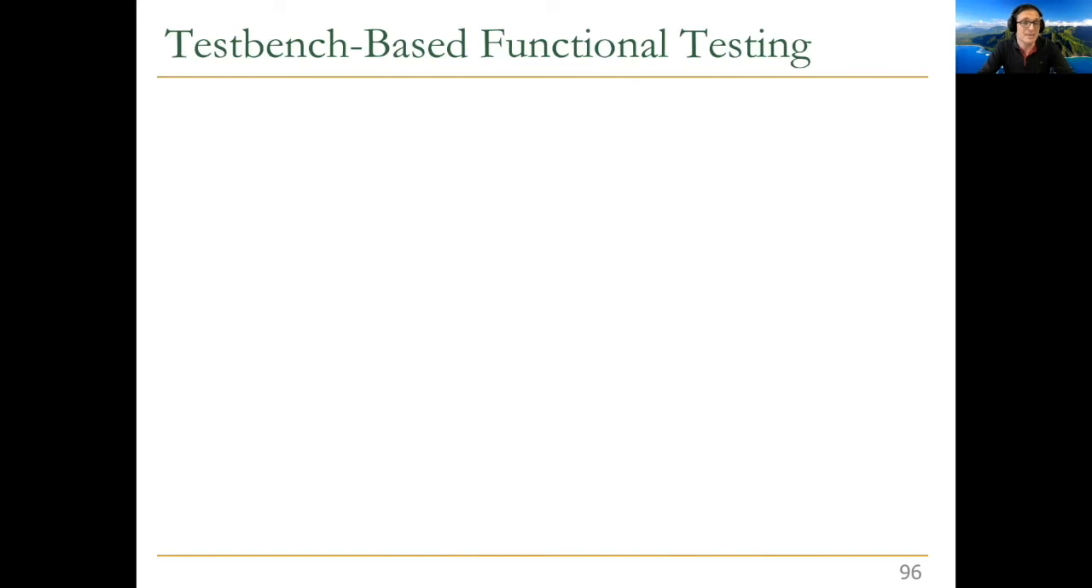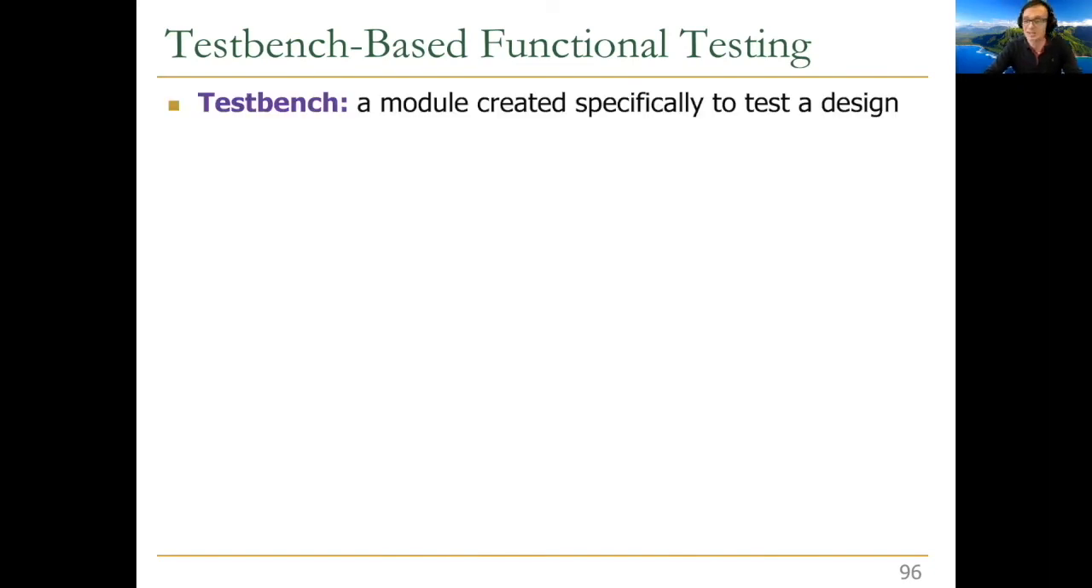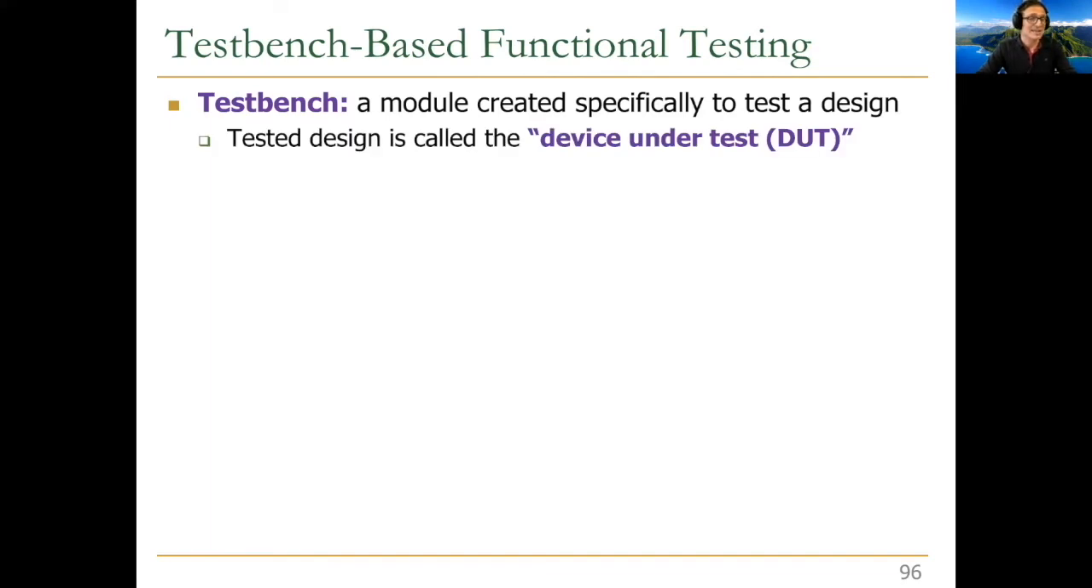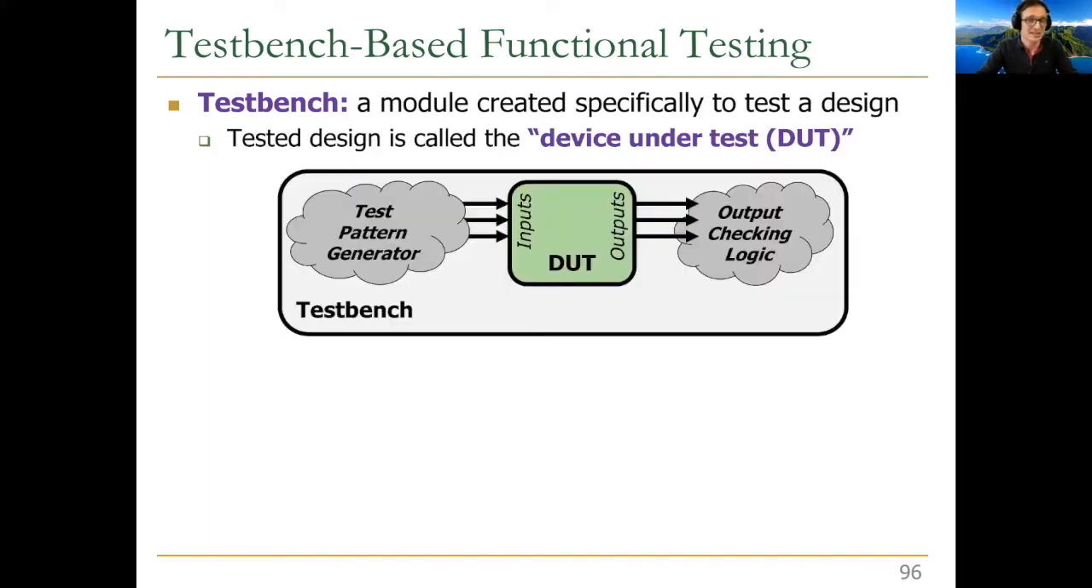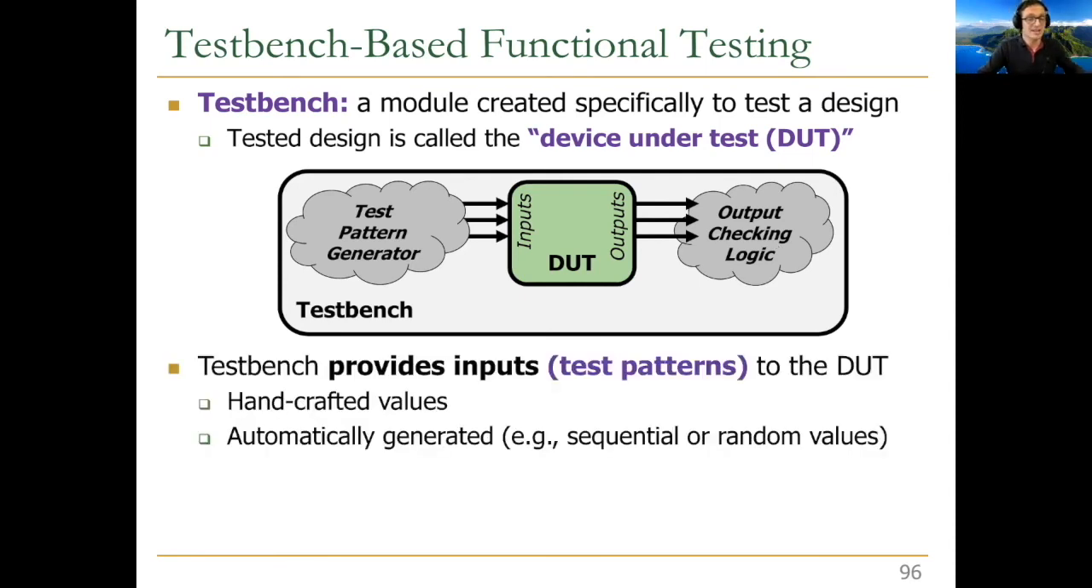So let me introduce test bench-based functional testing. A test bench is essentially a module that's created specifically to test a design. The tested design is also called DUT, or device under test. And the test bench looks like this at a high level. Basically, you have a test pattern generator, and there are multiple ways of generating test patterns, which are applied to inputs. And then you observe the outputs at the end, and you check whether the outputs actually correspond to the correct outputs that you determine somehow, as we will see. So the test bench provides inputs or test patterns to the design under test. And the design under test could be either the entire system, or it could be part of a system. It could be, for example, the sequential system that we showed earlier. The question is, how do you provide the test patterns to test the system?